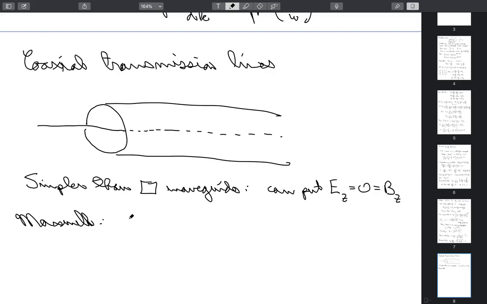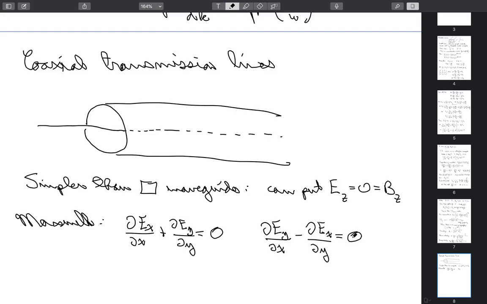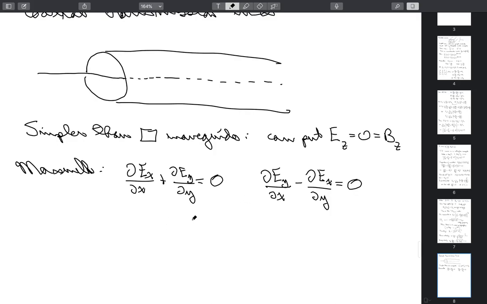So for example, Gauss's law would tell you that dEx/dx plus dEy/dy would be equal to 0. You would look at the z component of curl of E equal to minus dB/dt, and that would tell you that dEy/dx minus dEx/dy would also be equal to 0. In addition, if you look at the other components, the divergence of B equal to 0 gives you that, and the Ampere-Maxwell relationship would give you similar equations for the B's here.